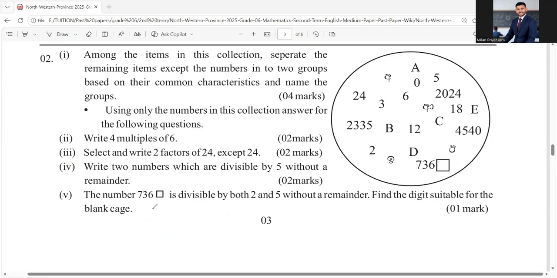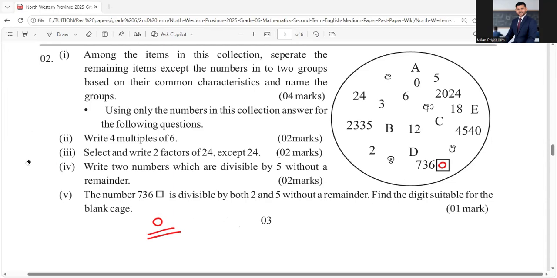Which number 736 and box is divisible by both 2 and 5? This number is divisible by 2 and 5 without a remainder. Find the digit suitable for the blank space. Actually, it is nothing but 0. Right. If it is 0, it can be divisible by 5 and also 10 and also by 2.